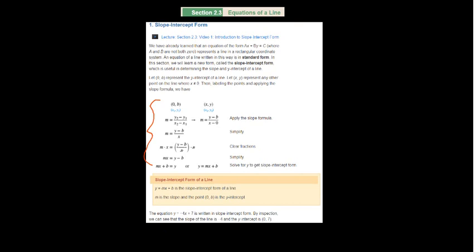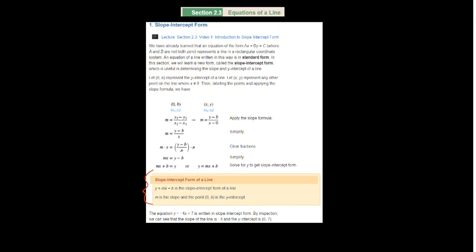So what this is saying is, if we abide by these parameters right here, and by substituting into our slope formula, we are able to get this equation: y is equal to mx plus b. Y is equal to mx plus b is important because it is the slope-intercept form of a line.